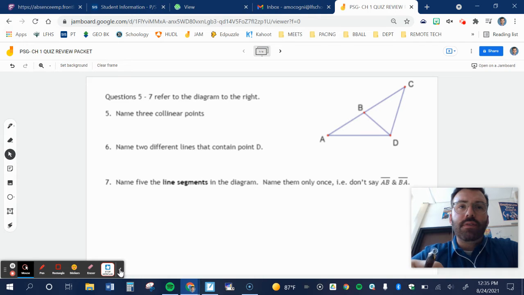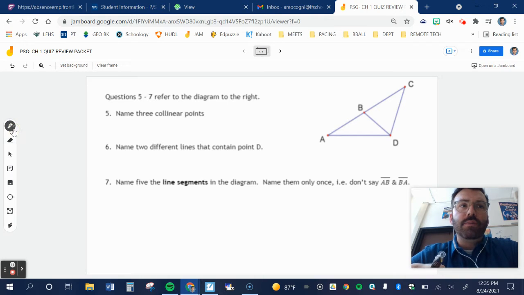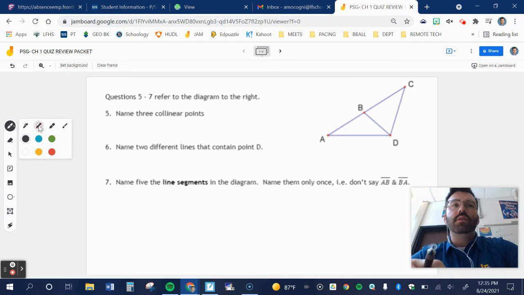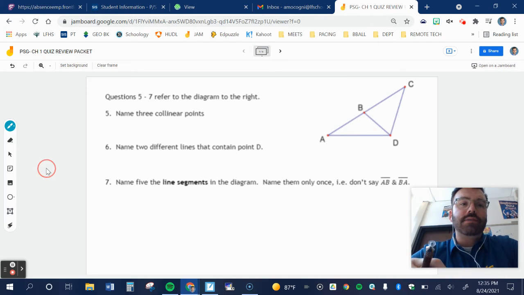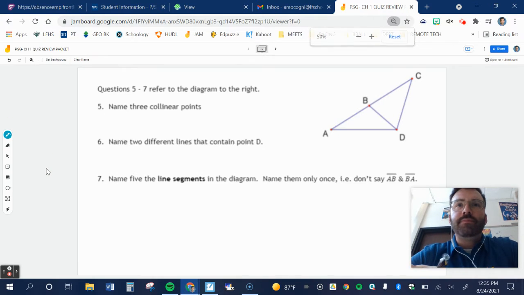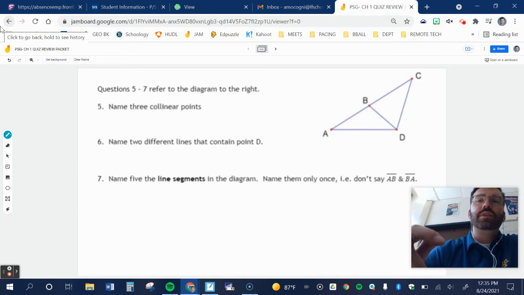All right. Here we go. Number 5, 6, and 7. Let's go. Number 5, name 3 collinear points.